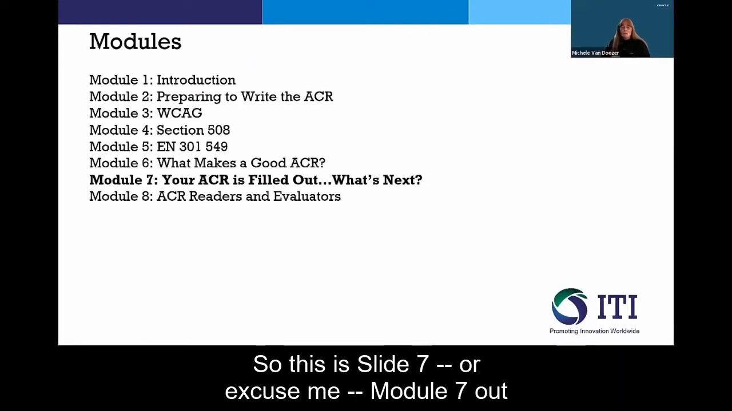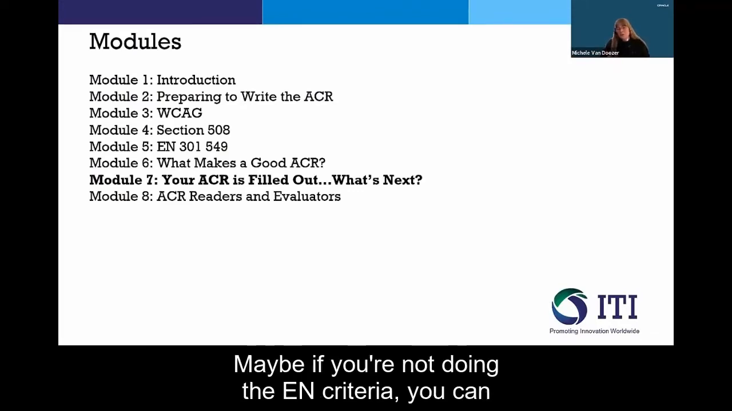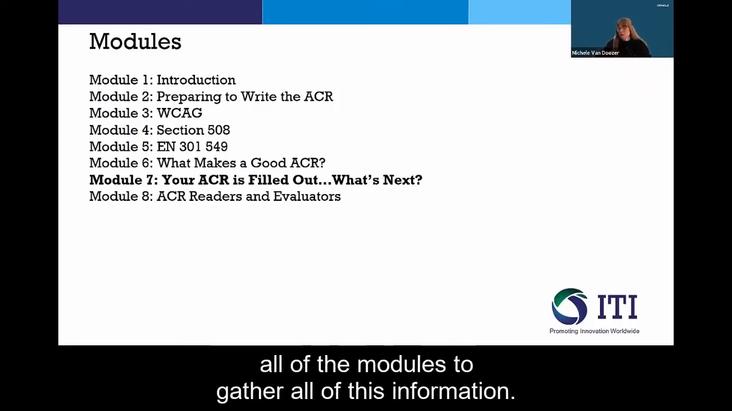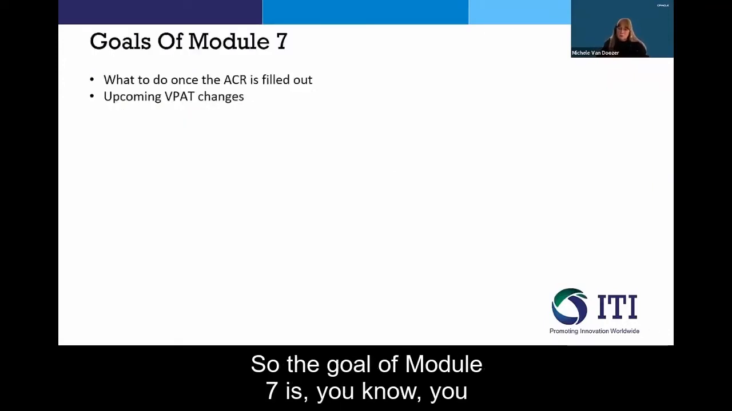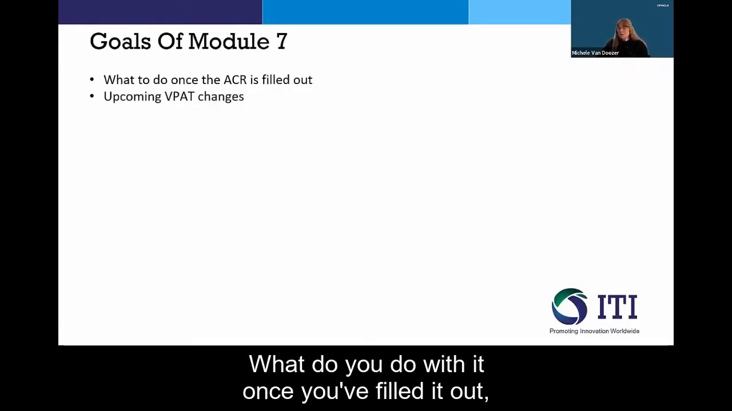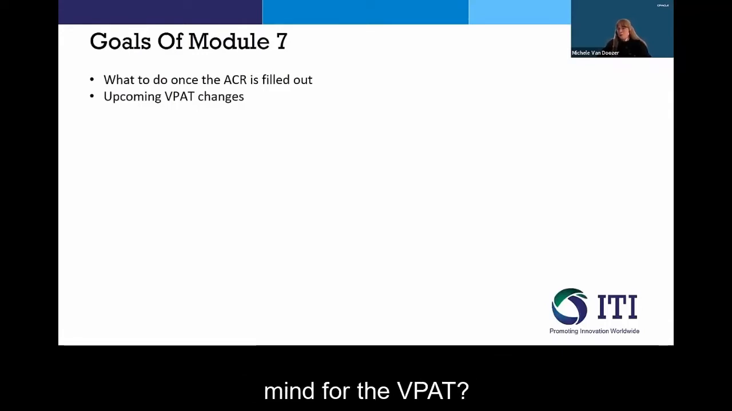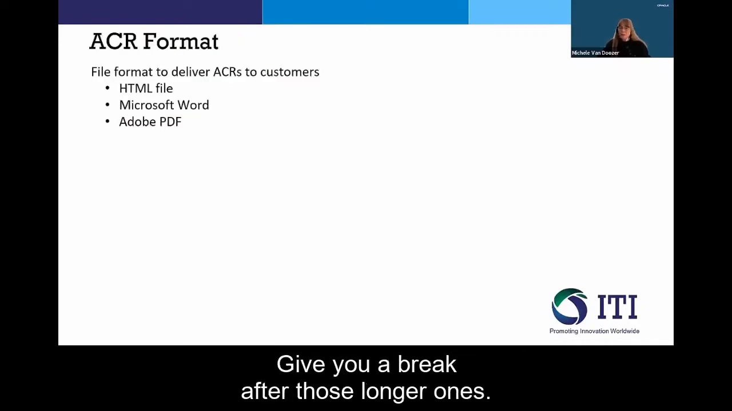This is module 7 out of 8 modules. It's really a good idea to watch all of the modules. Maybe if you're not doing the EN criteria, you can skip module 5, but we really recommend watching all of the modules to gather all of this information. The goal of module 7 is: you got your ACR done. What do you do with it once you've filled it out? And what are the upcoming changes that ITI has in mind for the VPAT? This is going to be a short module for you, to give you a break after those longer ones.